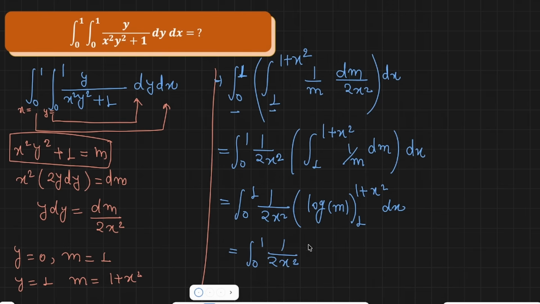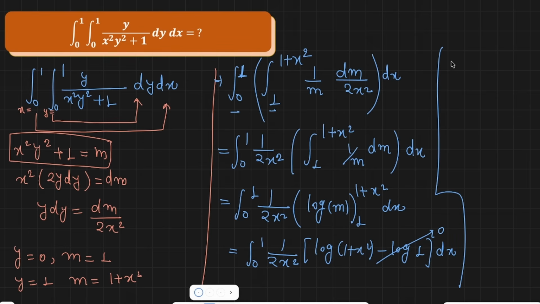Put the upper limit, it is log of 1 plus x square minus log 1. Okay, this is dx. All of you know this value is 0. So what will be your integral? Your integral will be 0 to 1, 1 upon 2x square, log of 1 plus x square into dx.